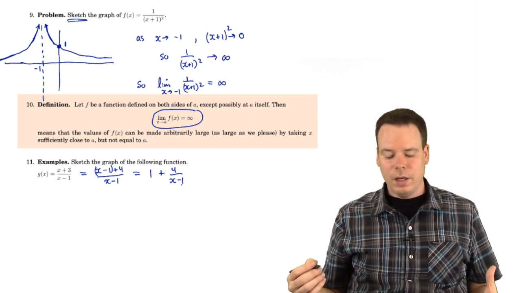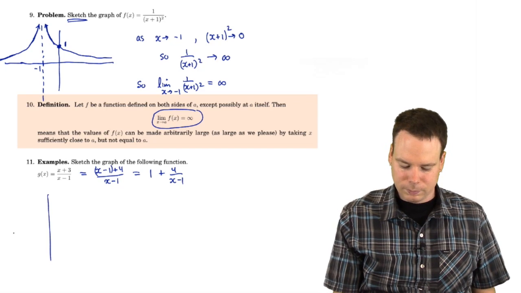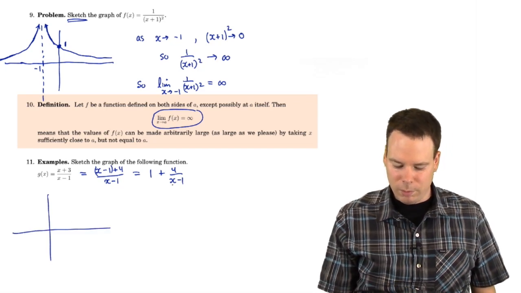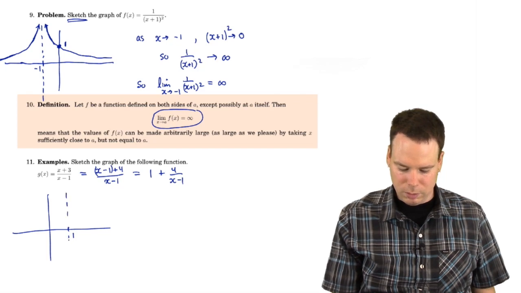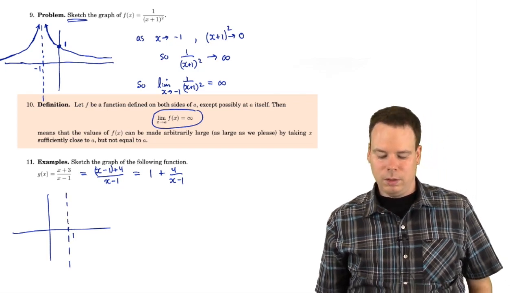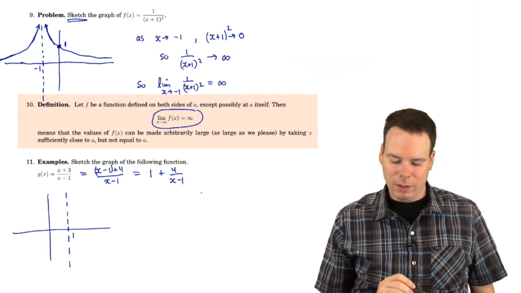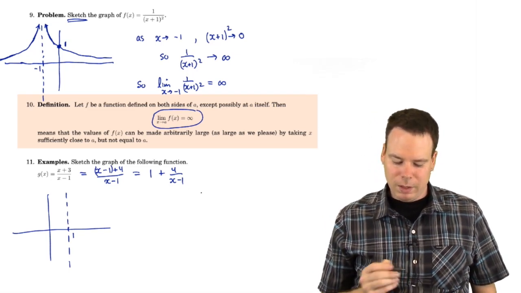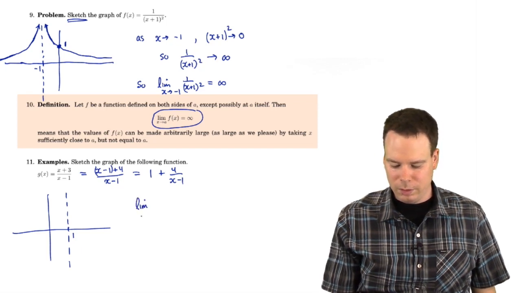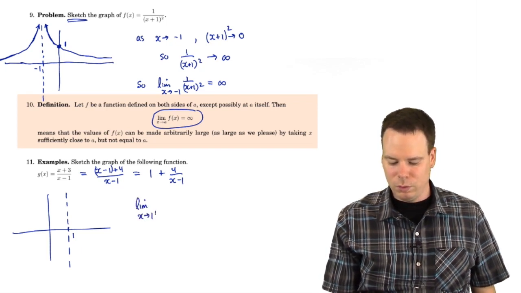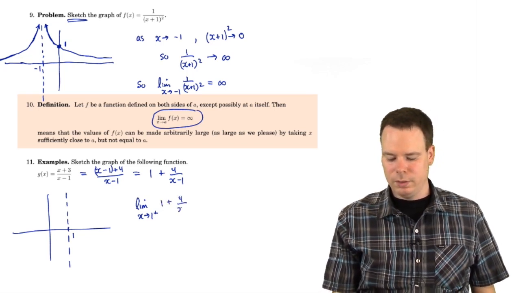Okay, at this stage, now I want to figure out how to sketch this. Well, there's a problem at 1. It's not in the domain. So I'll just draw a little dotted line there to indicate that I know the function can't cross that line because 1's not in the domain. What else can I do? Well, I can look at what's going on around 1. So I'm going to look at what is the limit as x goes to 1 from the right of 1 plus 4 over x minus 1.